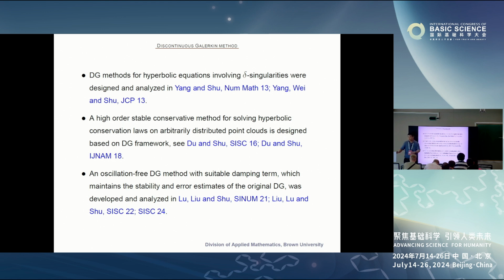Singularities. Now, of course, discontinuity is also a singularity. But what happens if your exact solution is the derivative of this guy? If it is the derivative of this guy, it's a delta function, right? Very difficult to compute, especially for finite difference methods. Usually people smear it over several cells and then try to compute.